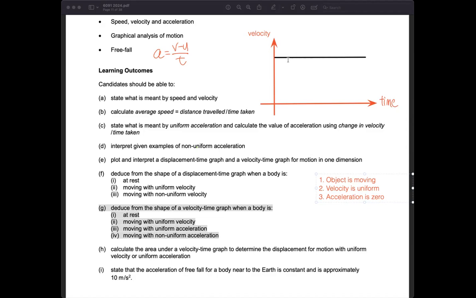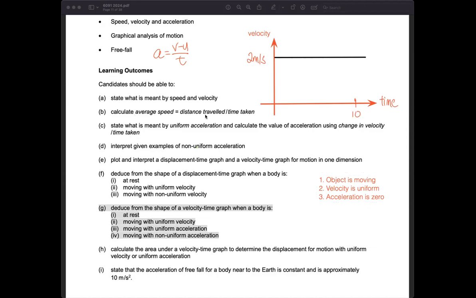Then from this graph, can you tell what is the displacement? Can you tell what's the displacement moved? So for example, if it's moving at 2 meters per second in 10 seconds, what's the distance moved? Every second it moves 2 meters. So in 10 seconds you move 20 meters. Am I right?